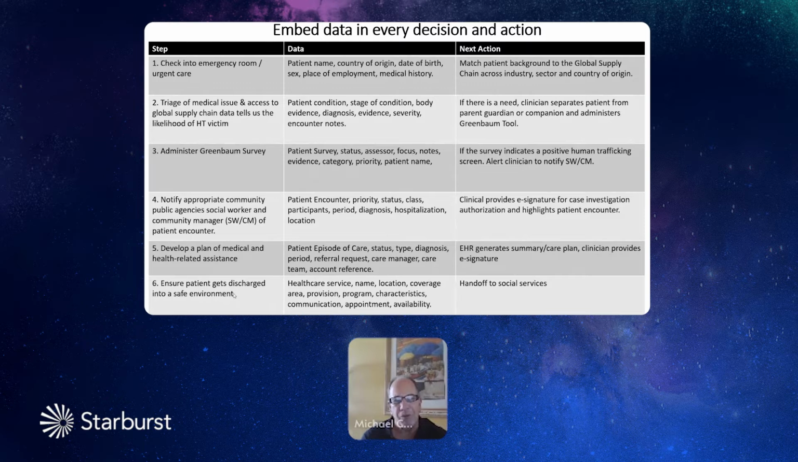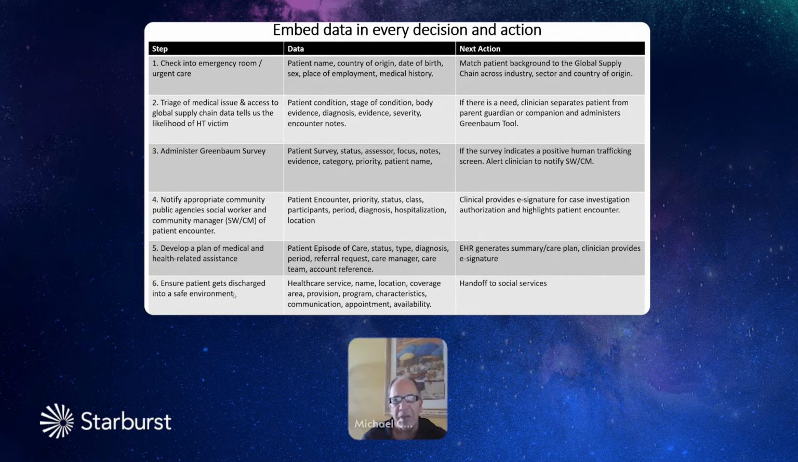Depending on the survey results, we move to step 4. In step 4, we notify the appropriate community, public agency, social work, and community manager of this encounter. We also have data now that we've been able to aggregate across various data sources indicating the encounter, the priority, the status, class, participants, the period during which this occurred, the diagnosis. And at that point, we would understand pretty much 100% surety that, in fact, this person has been victimized. And if they have, then we can proceed with providing e-signatures over to the Case Investigation Authority and highlight the encounter.